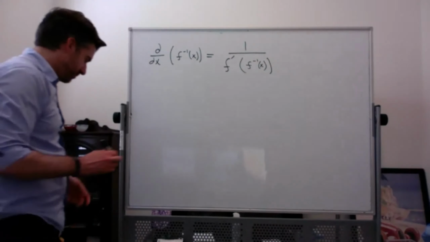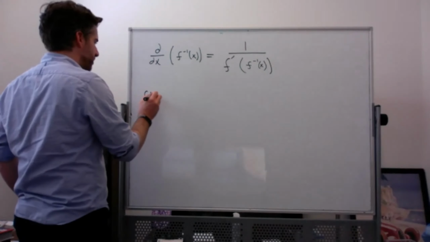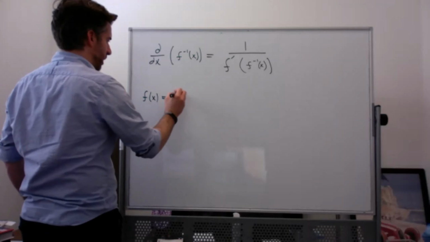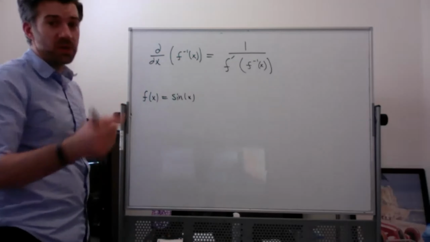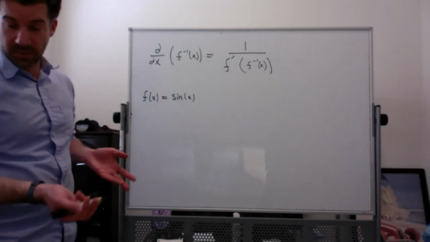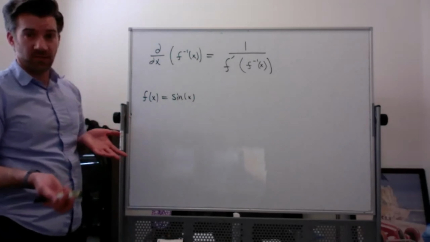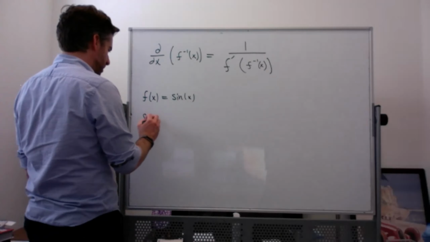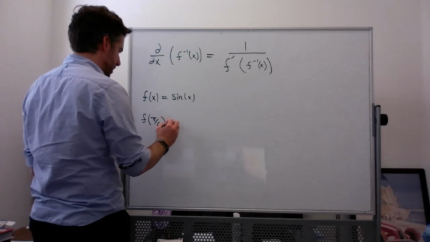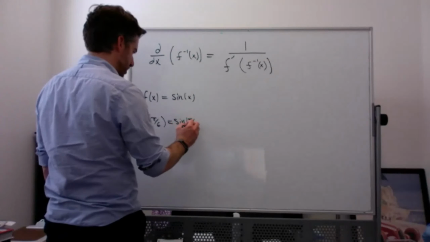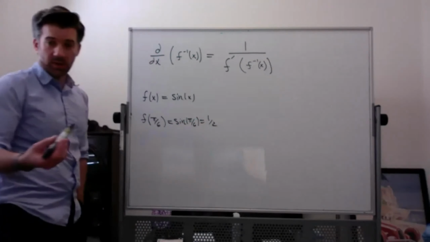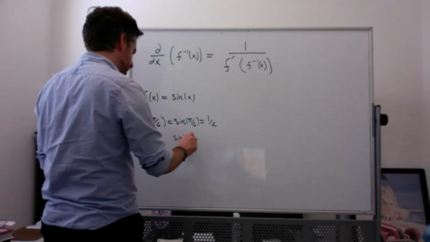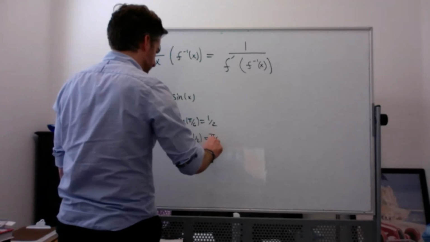So for example, let's say our function was sine of x, which we do not know the derivative of the inverse. That's not something we do in this class. But we can find the derivative of the inverse at a point. So here's all the stuff I know. I know that f of pi over 6 is equal to sine of pi over 6, which is 1/2. So again, if I know sine of pi over 6 is 1/2, then I know the inverse sine of 1/2 is pi over 6.